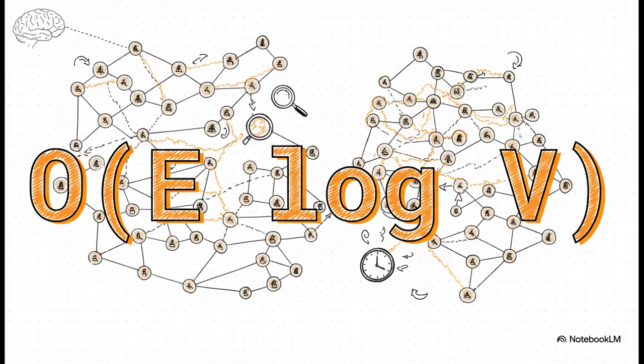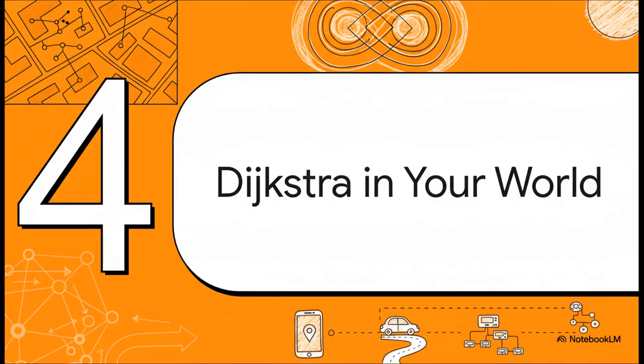And that clever trick is what gives us this performance you'll see everywhere, O(E log V). Now don't let the letters scare you. V is the number of cities, and E is the number of roads. And that efficiency is what makes this algorithm so incredibly powerful, even on massive networks with millions and millions of roads.